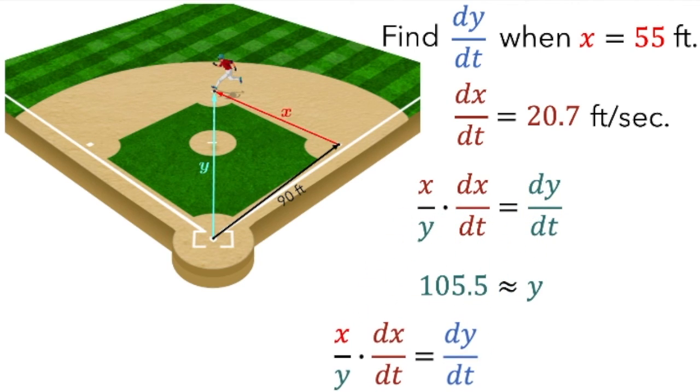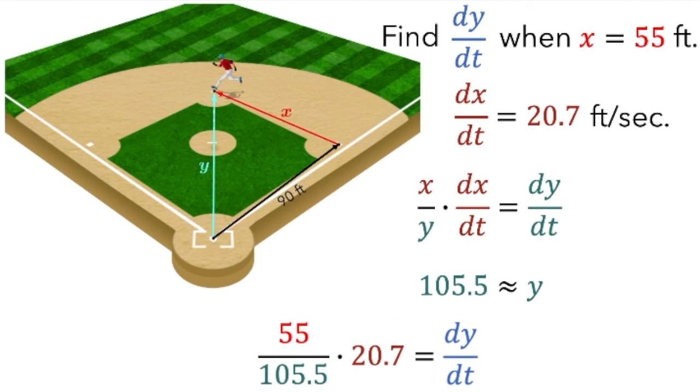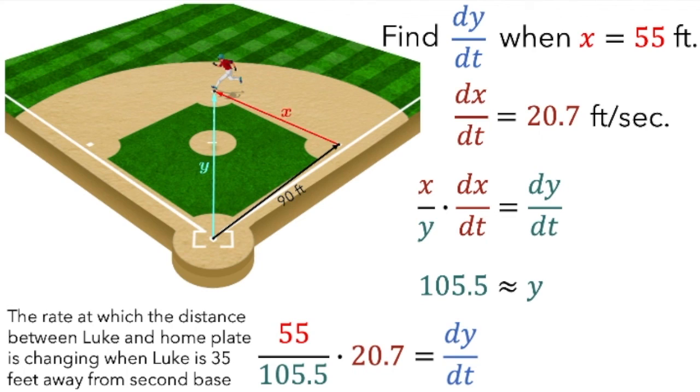Let's put all this together. We were given that dx/dt is 20.7 feet per second, and we want to do this computation when x is 55 feet. And we figured out that when x is 55 feet, then y is approximately 105.5 feet. So now we can compute the value for dy/dt, which is the rate at which the distance between Luke and home plate is changing when Luke is 35 feet away from second base, as approximately 110.8 feet per second.